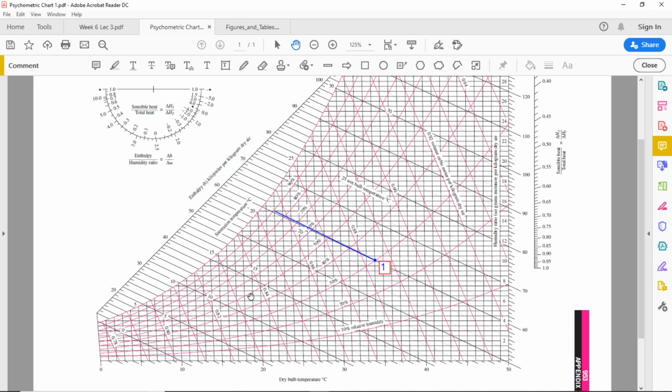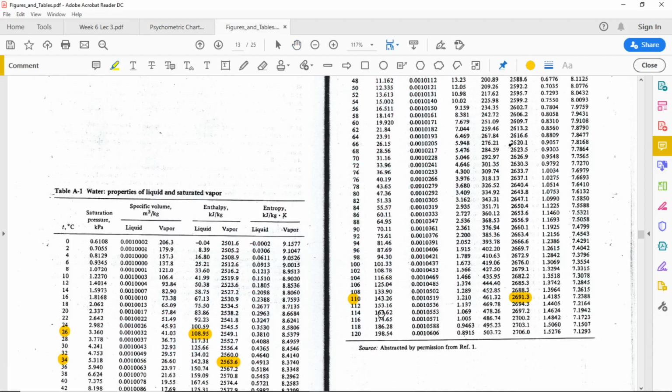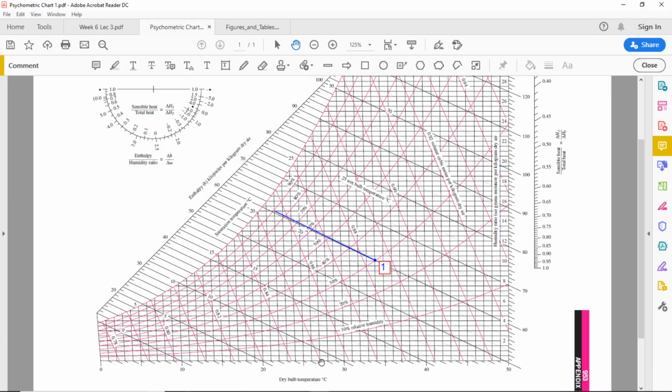Then I told you that the second possibility is that of injecting steam at 110 degrees C, for which I will again look at the value of HW. Now this time, because it is steam, HW is equal to Hg at 110 degrees C, so that means it is equal to 2691.3 kilojoules per kilogram. As before, that value has to be converted to kilojoules per gram, which comes out to be 2.69.